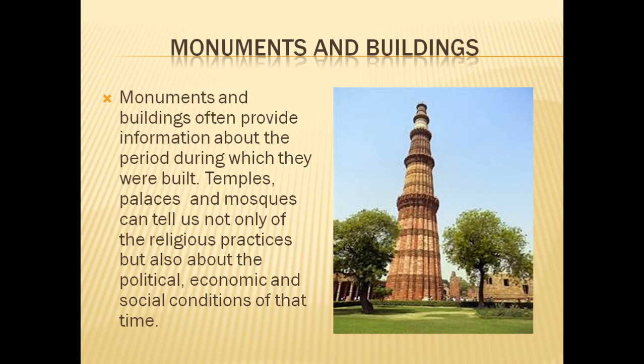Monuments and buildings often provide information about the period during which they were built. Temples, palaces, and mosques can tell us not only of the religious practices but also about the political, economic, and social condition of the time. For example, mosques like the Jama Masjid in Delhi, forts like those at Delhi, Gwalior, Agra, and Mandu, and palaces like those at Jaipur, Jodhpur, Deeg, and Hyderabad are studied by historians to understand the style of architecture followed at the time. This is how we get information about different kings and different forts.